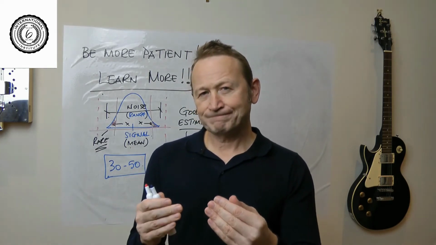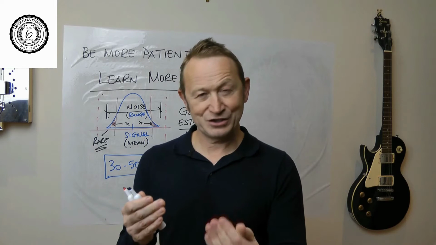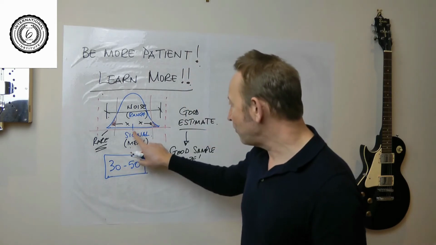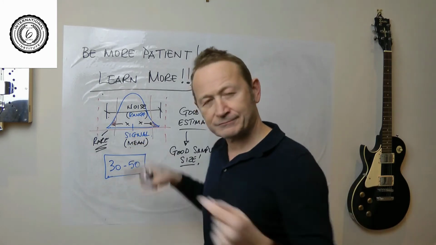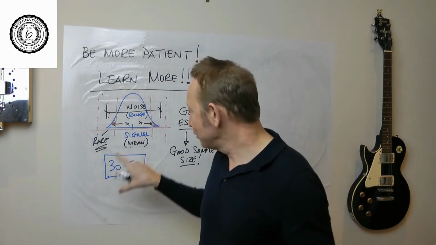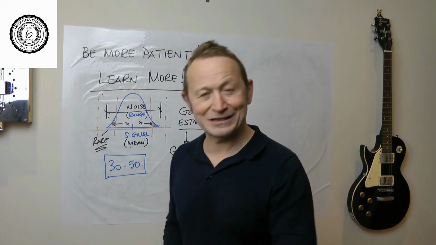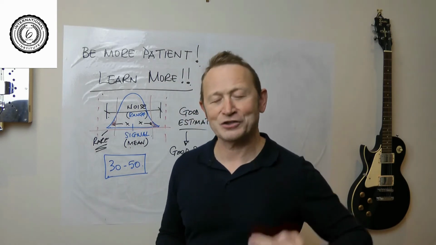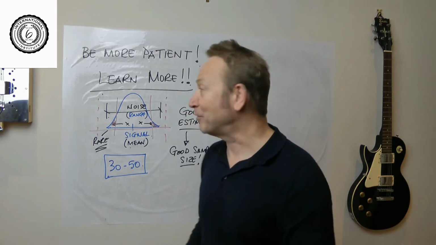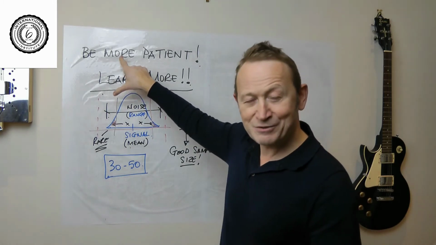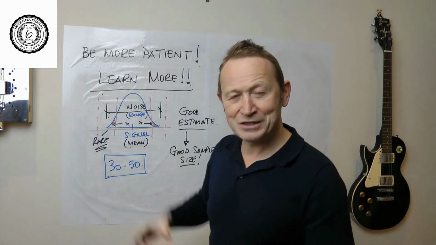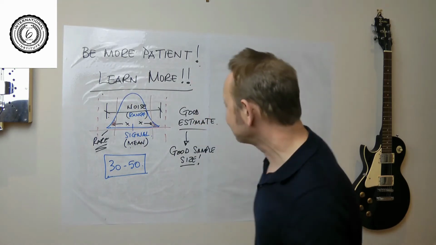But of course, the operator needs to see this as well. One of the things the operator needs to see, he needs to make the signal hit the target. So the signal, of course, needs to hit the middle of your specification. It needs to hit the nominal. Well, this is where you need to be more patient. You need to be more patient.